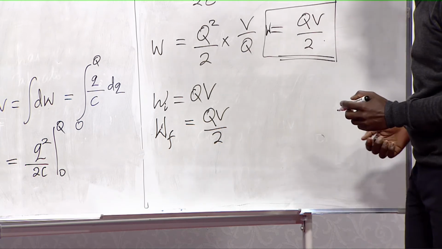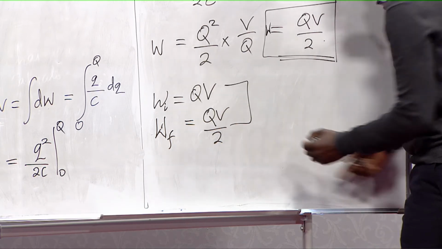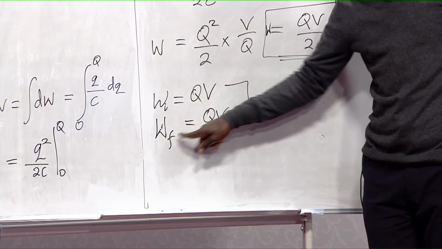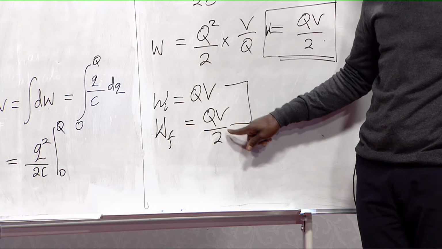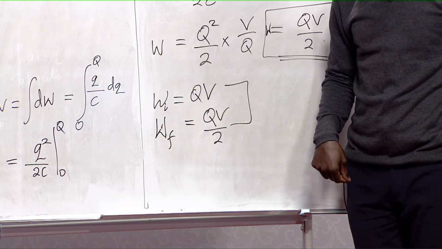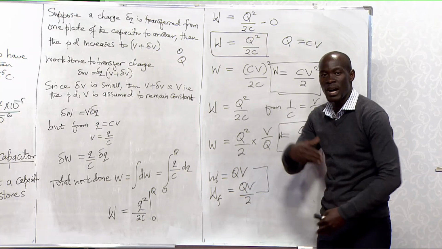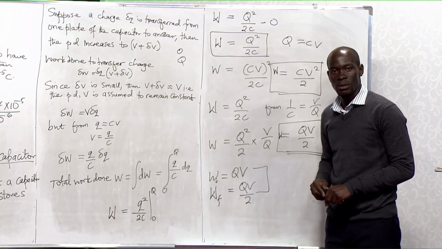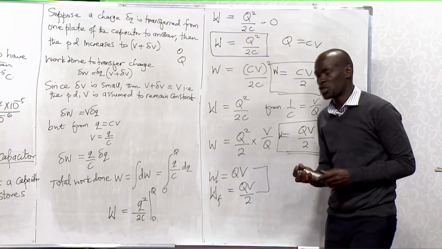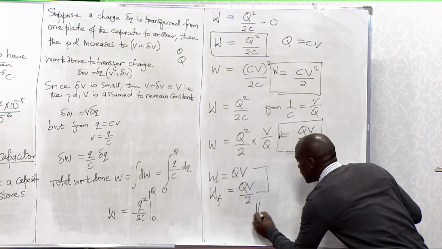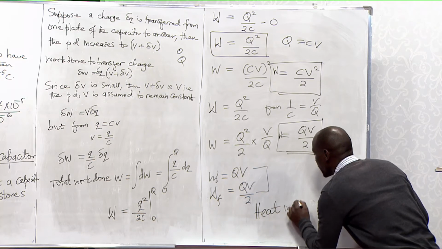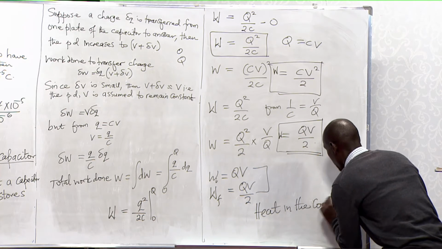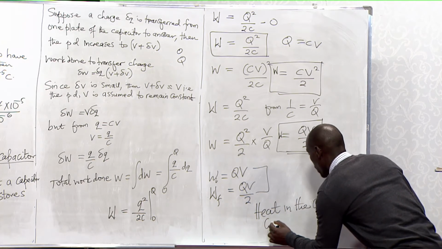Now, the question is, where has the other half gone when you look at the two? Because you would expect that since you're feeding in this, you would also get this QV. But you discover that we get QV over 2. This implies that as we charge, some energy is lost. And that energy is lost in the form of heat in the connecting wires.